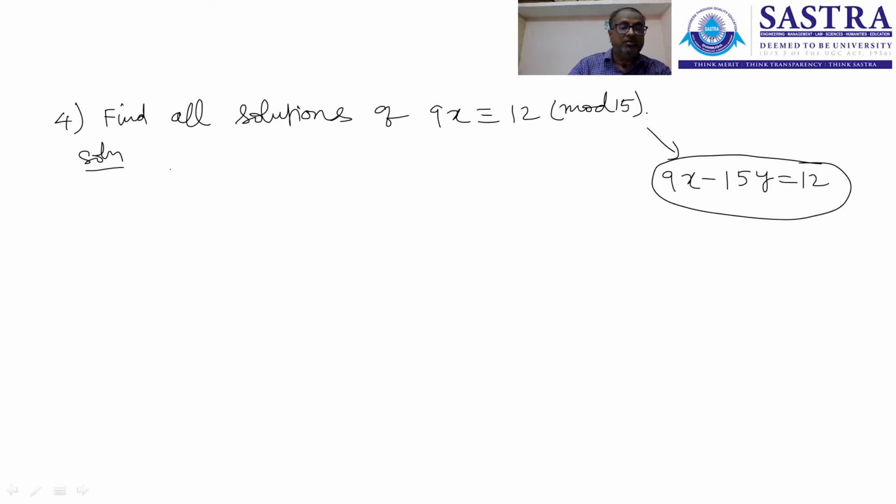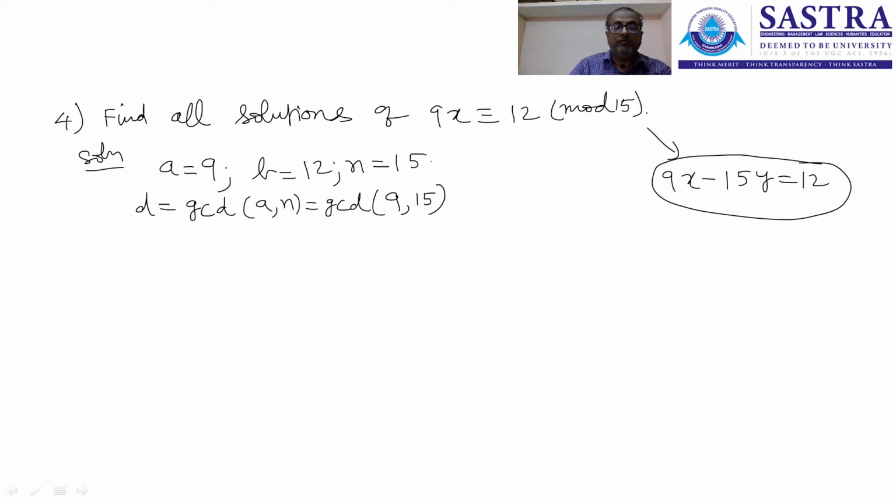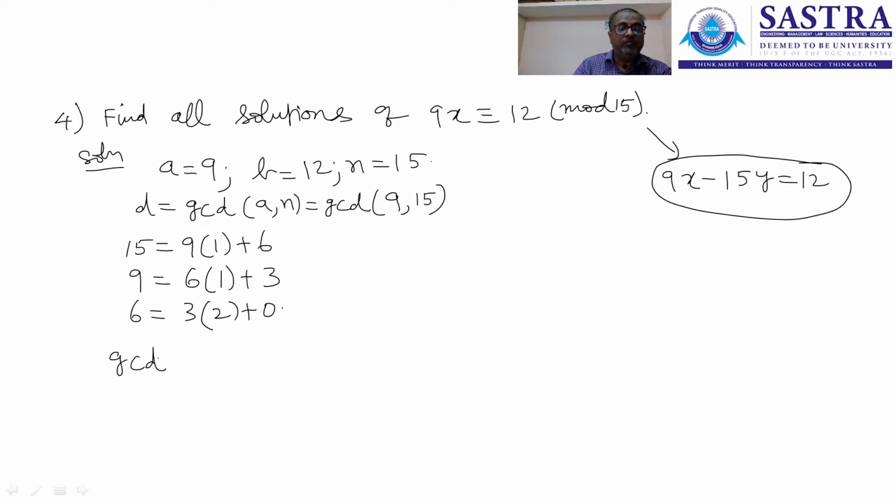Now I find the GCD of a and n. So a is 9, b is 12, and n is 15. I take d as the GCD of a comma n, which is the GCD of 9 comma 15. Now I express 15 in terms of 9: 9 into 1 plus 6. Now I divide 9 by 6, so I have 6 into 1 plus 3. Now I divide 6 by 3: 3 into 2 plus 0. So the GCD of 9 comma 15 is 3.